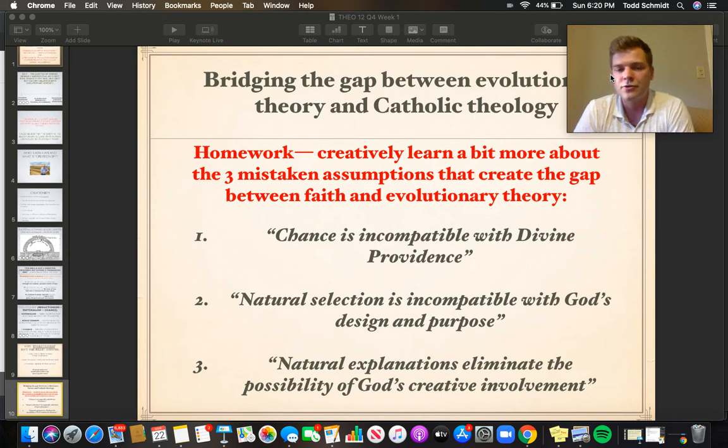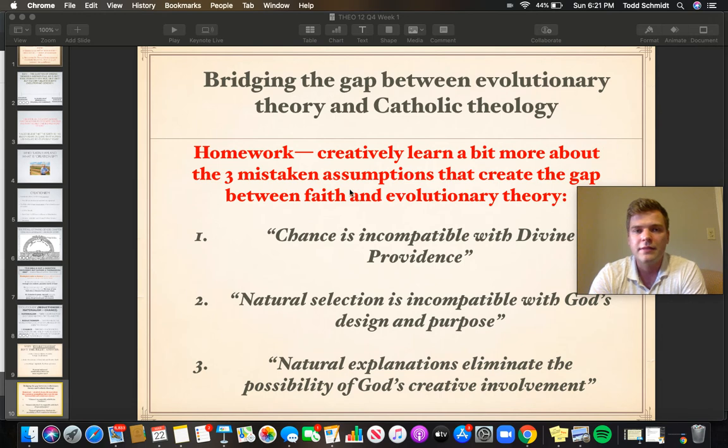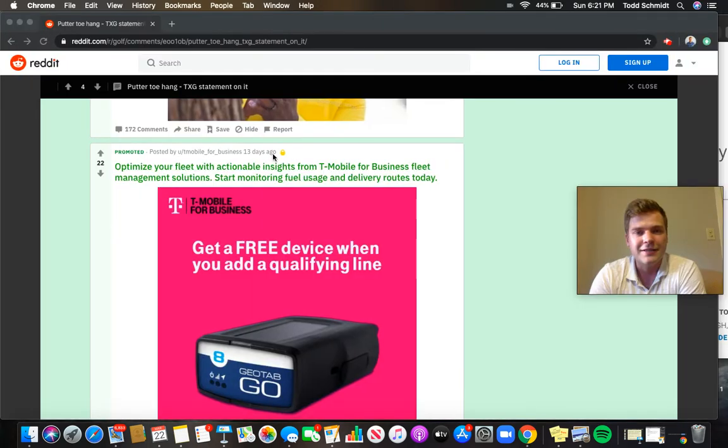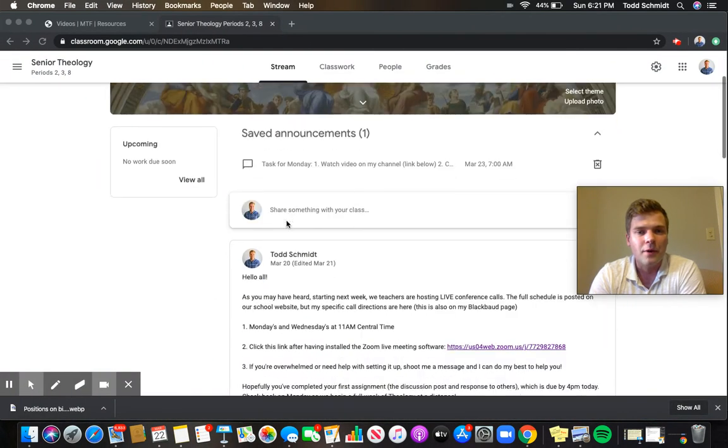And then last, natural explanations. If we can find a scientific explanation for something, why do we need to explain everything within the context of God being an involved creator? Why can't he just be this removed God who's letting nature develop itself? So there's a lot of questions within this gap between theology and evolutionary theory. But part of your assignment is to get to know a little bit more.